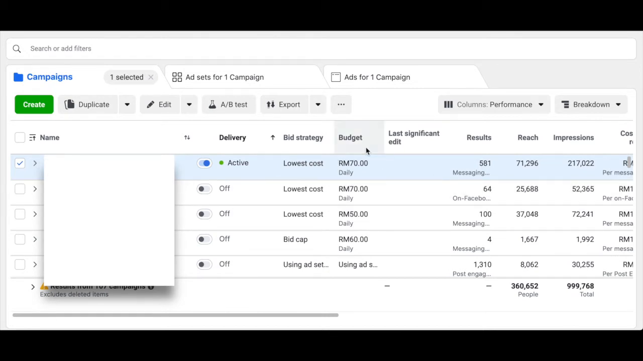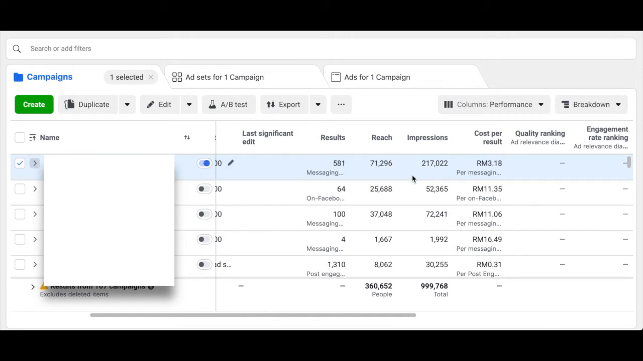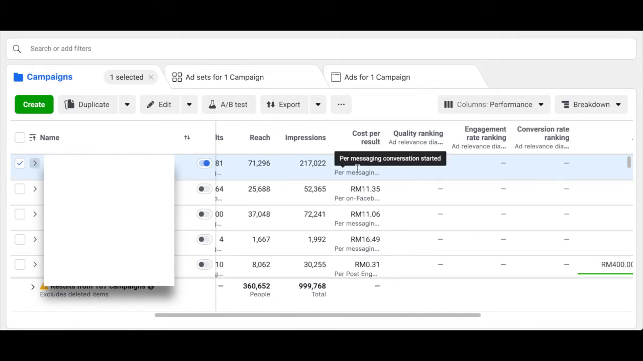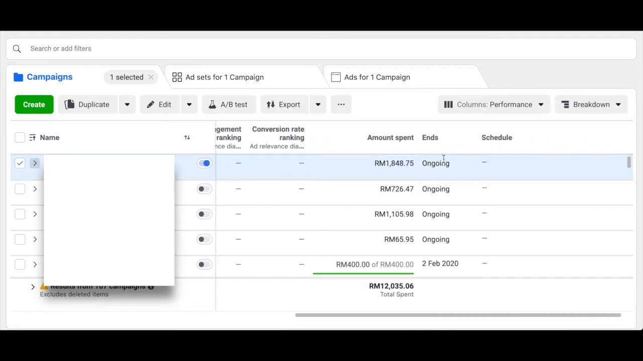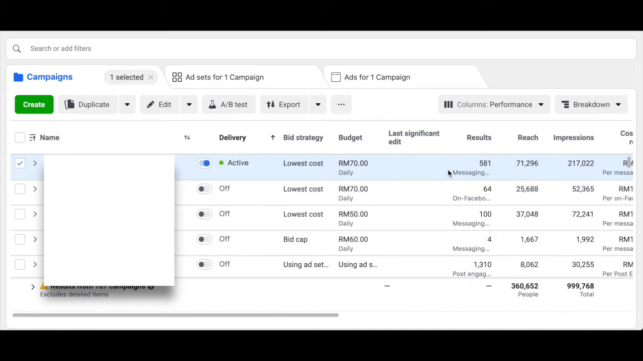So after that, you have budget, and then they show you the result. They show you the reach, impression, and cost, and eventually at this quality ranking, how much you have spent and when it's going to end. It's an ongoing campaign. So this is basically the most fundamental numbers that you see.